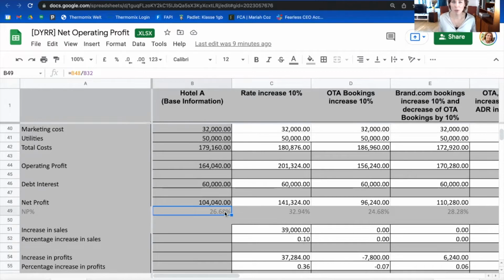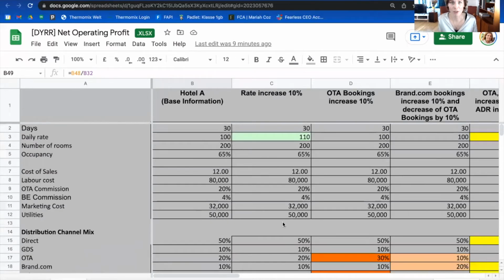Then we're going to play the scenarios. I would like to demonstrate to you what is happening with your net operating profit in case you're going to increase the price, in case you're going to change your distribution channel, in case you're going to do a mixture of switching, selling from one distribution channel to another. And what is going to happen with your net operating profit if you're going to simply cut your price?